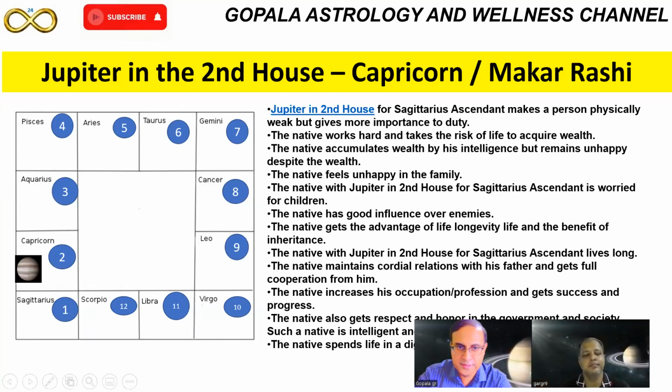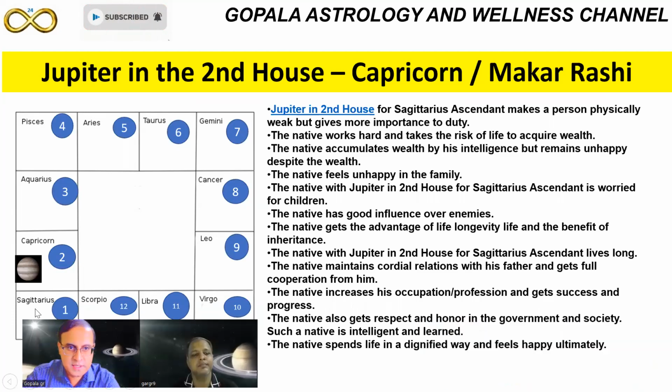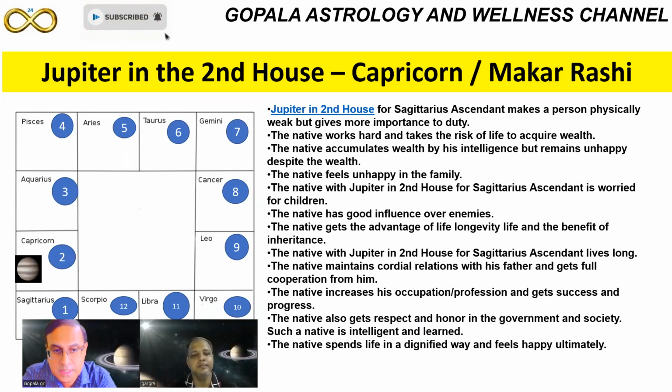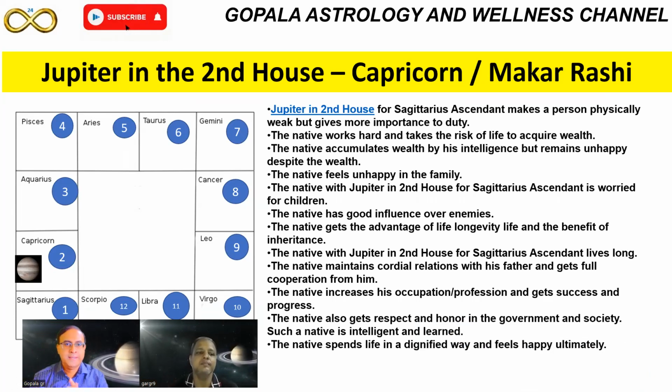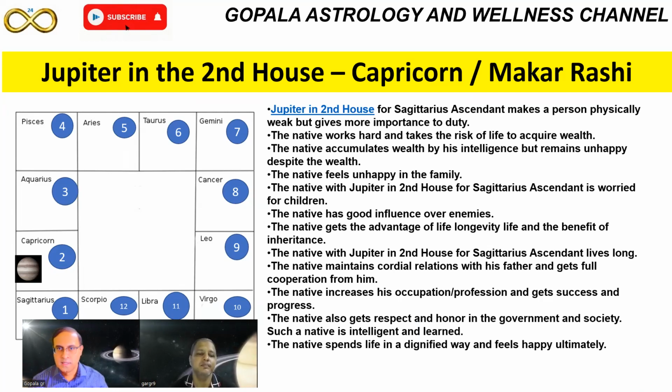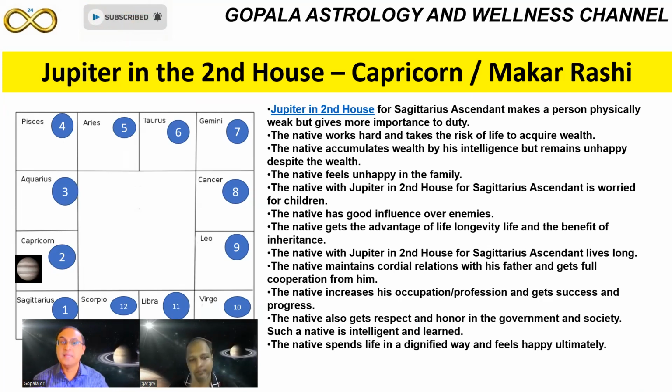Jupiter, the lord of the first house, Sagittarius, goes into the Capricorn. So here, what is happening is the Capricorn is the debilitation. This is the only house where Jupiter doesn't do good things for people. All right. Please understand this. They have to work very hard to acquire wealth. The native feels really unhappy in the family.